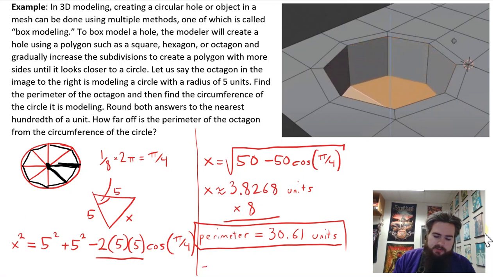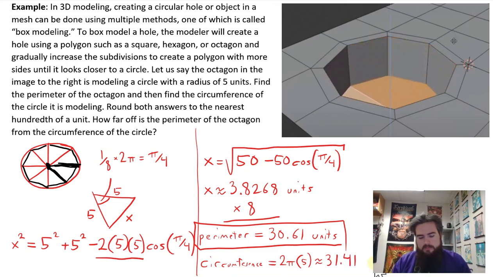Well, the circumference of the circle, you can calculate circumference using 2 pi r, where here the r is 5. So that is 10 pi, or 31.41, or 31.42 if you approximate. You can use a calculator if you need to for that. That's the circumference, and the perimeter is pretty close to that, but it is still off a bit.